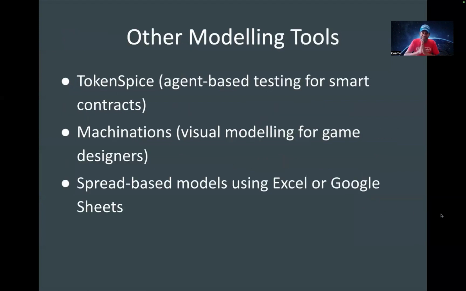So other modeling tools: TokenSpice is an agent-based testing for our smart contracts. Machinations is visual modeling for game designers. And spreadsheet-based models using Excel or Google Sheets or something like that. They all work, anywhere where you can basically model, create some formulas, derive time-based occurrences, things like that. Any tool is good, but there's a few that are designed specifically for these goals. They're listed here, and we will go over these as well.